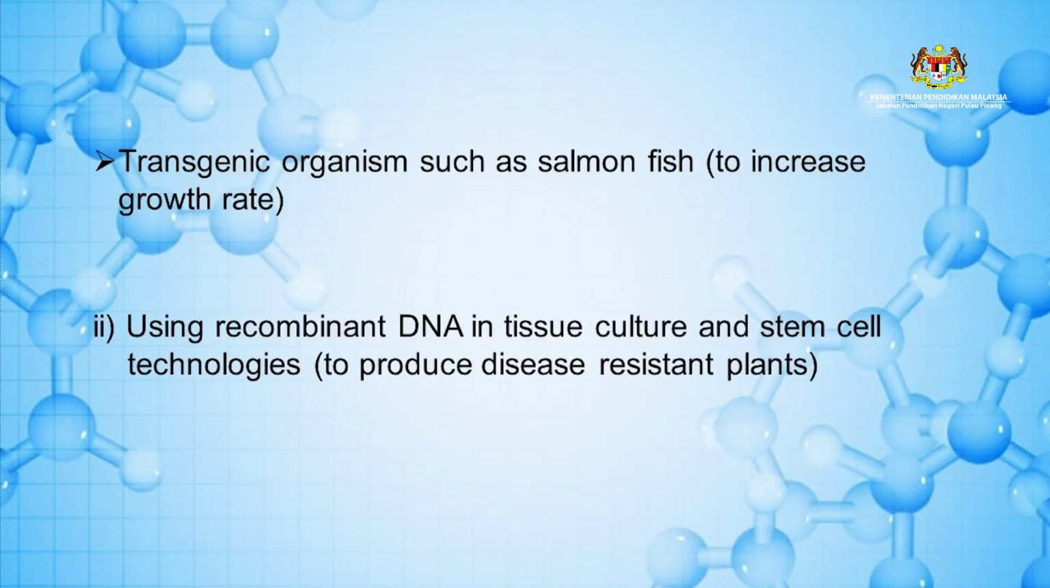Transgenic organisms such as salmon fish are genetically modified by transferring foreign genes into them. This increases the growth and size of fish such as salmon and tilapia.